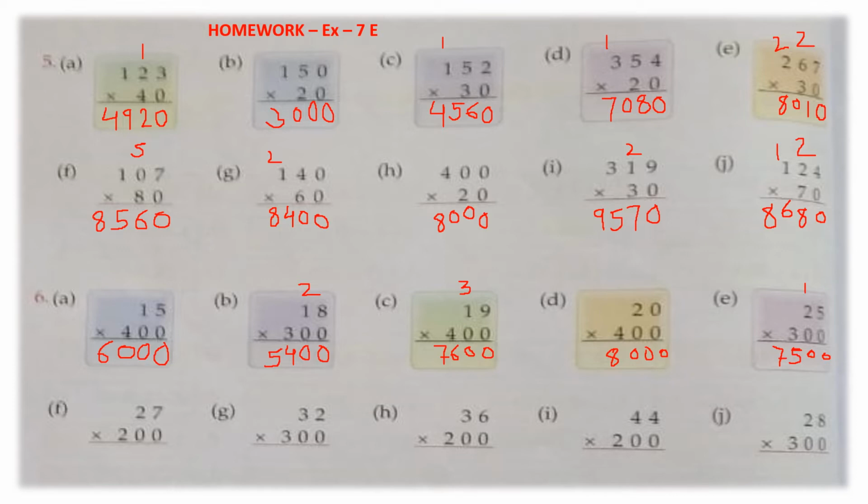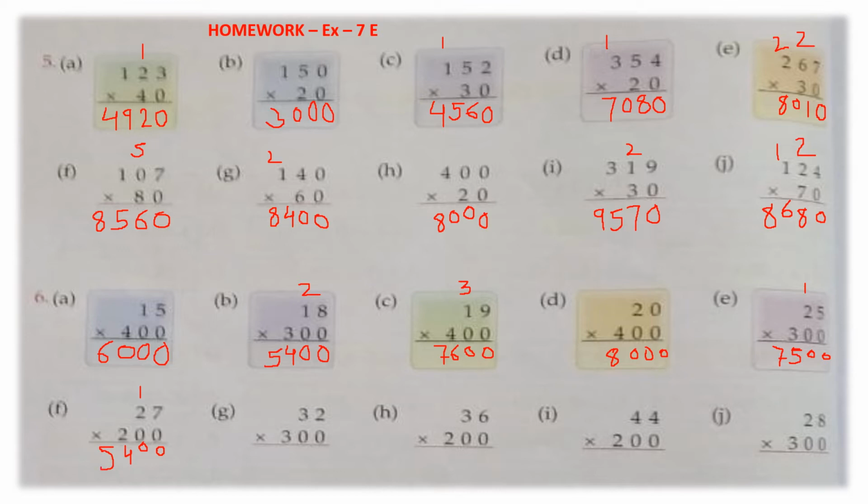The next question, children, 27 multiplied by 200. Now 2 zeros are there, you can see. Write these 2 zeros. Now 27 multiplied by 2. 2 sevens is 14. So write 4 and 1 carry. 2 2s are 4 plus 1 carry is 5. So your answer will become 5400.